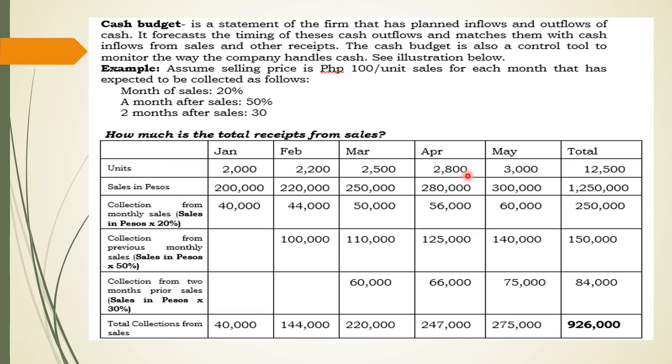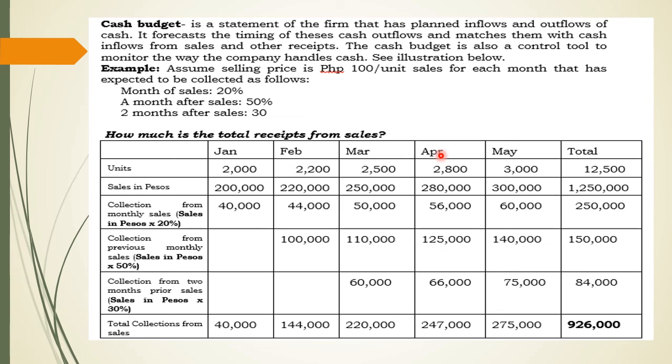Now let's go to April. Paabot sa April, you have sold 2,800 units. Times 100 per unit, you will receive 280,000 sales in pesos. Times 20% sa imong month ka collection, kuhaon nimo ang cash nga 20%. So mao ni siya ang nakuha. Pag kasunod, you will get the 50% of the previous month. Previous month sa April is March. Mo ni ang sales 250,000 times 50%, you will have 125,000.